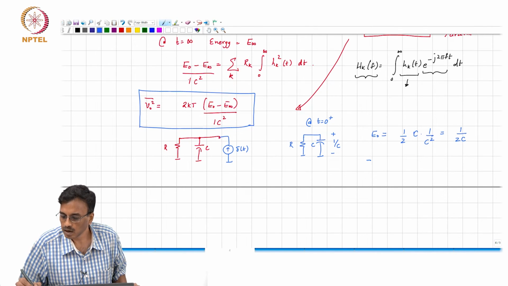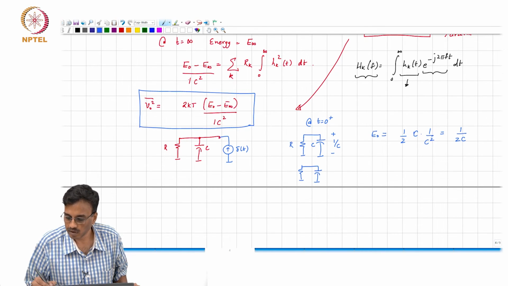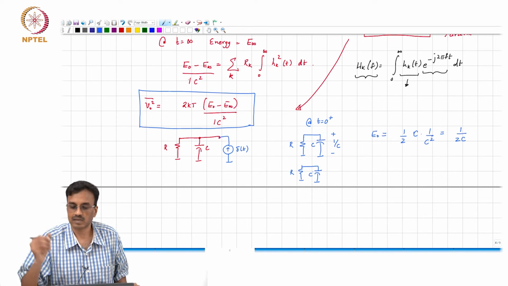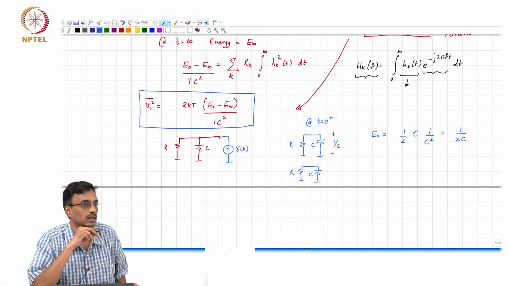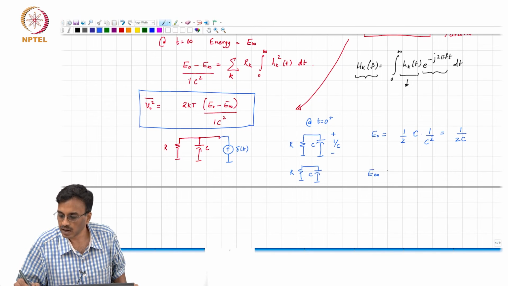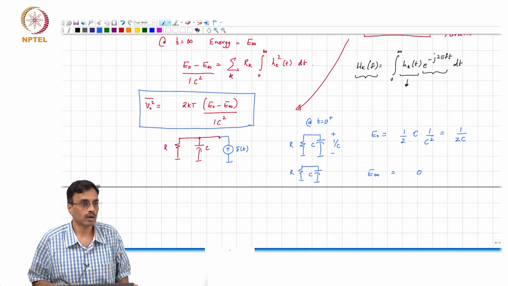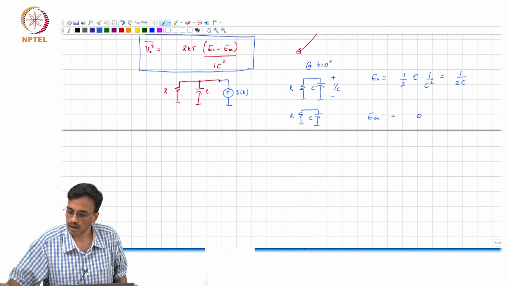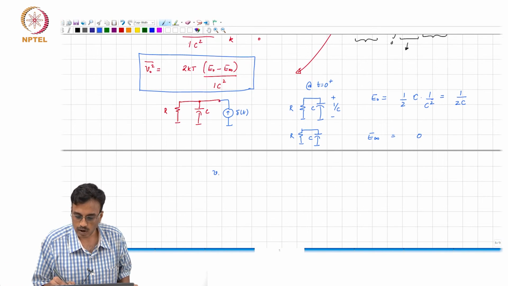What is E infinity? What happens to this voltage as t tends to infinity? Oh, well, the capacitor completely discharges. So what is E infinity? 0, all right.